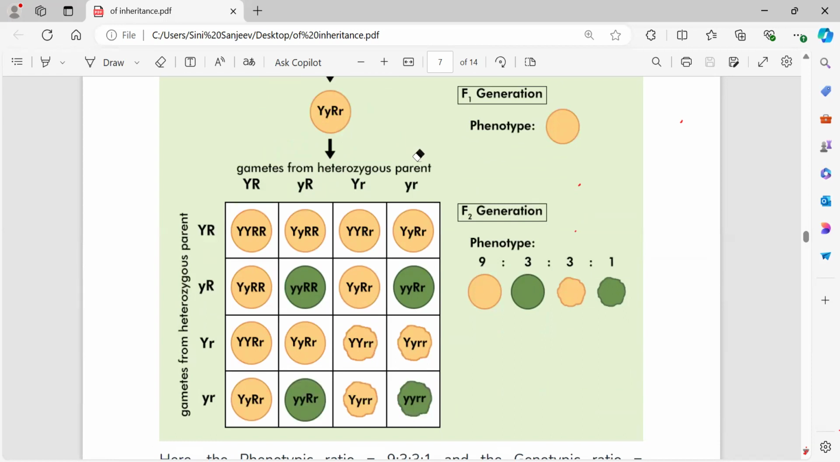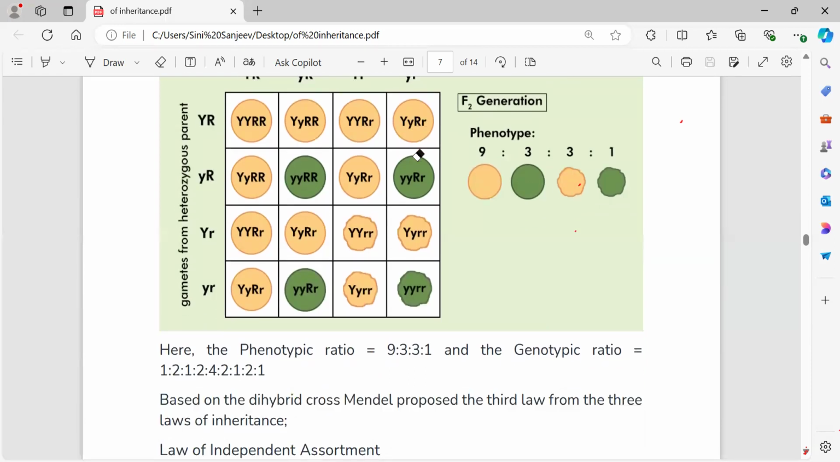Now here, instead of 1:2:1 and 3:1, the phenotypic and genotypic ratios are bigger, as you see. The phenotypic ratio itself is 9:3:3:1. But when you go to the genotypic ratio, it is even bigger: 1:2:1:2:4:2:1:2:1. That's why I told you, whenever a monohybrid cross is made, the ratios are in a simpler format. You can easily count them.